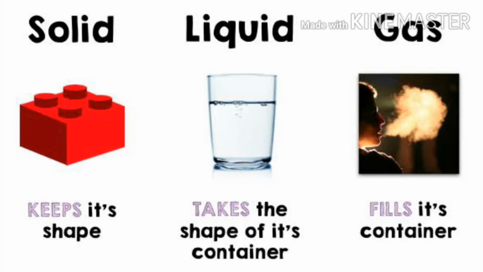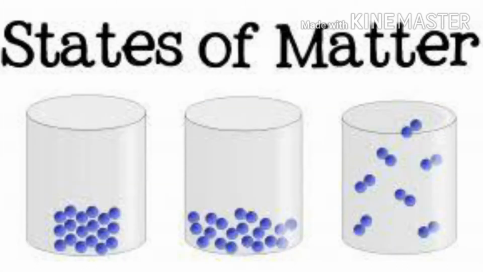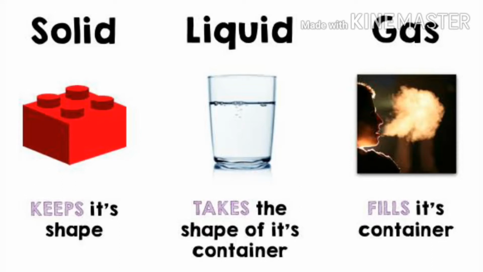Matter exists in three forms. They are solid, liquid, and gas. These three forms are called states of matter. Yes, children, for today, our topic is about states of matter. Children, now tell me, what are the three states of matter? Solid, liquid, and gas.